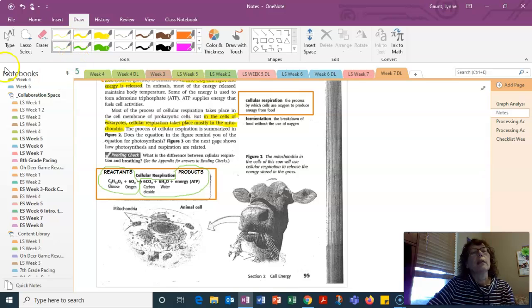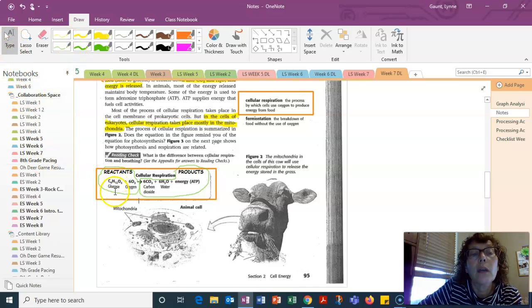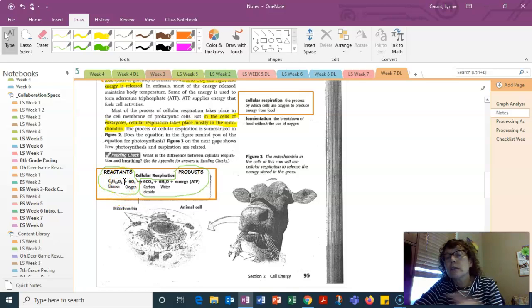Okay, go back and click type. I'm going to show you something before we go on. So look at your reactants, and we circled glucose and oxygen. Reactants are the things going in to the equation, to the chemical reaction. Glucose and oxygen.